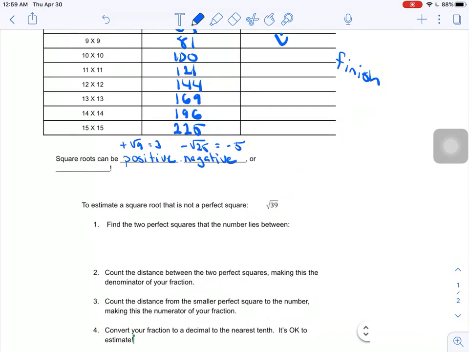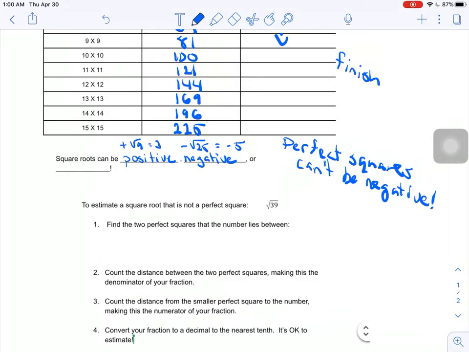Now, you can never have a negative perfect square. So that would be worth noting. So remember, a perfect square is the number that you get when you multiply the numbers together. So perfect squares can't be negative, because in order to get a perfect square, you have to multiply a number by itself. And there is no number by itself that would give you a negative answer. The only way to get a negative is a negative times a positive, but those aren't the same number. So it's not a perfect square because you're not multiplying the same number by itself. So perfect squares can never be negative.